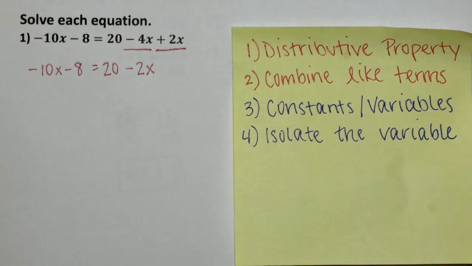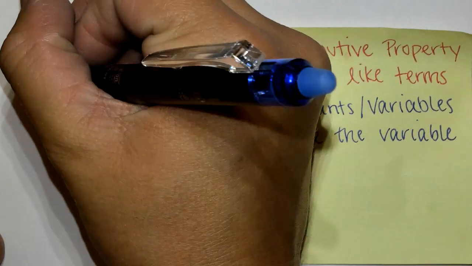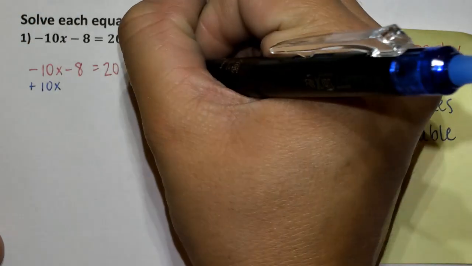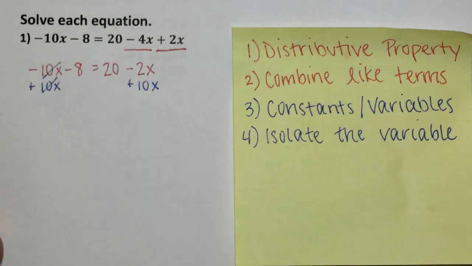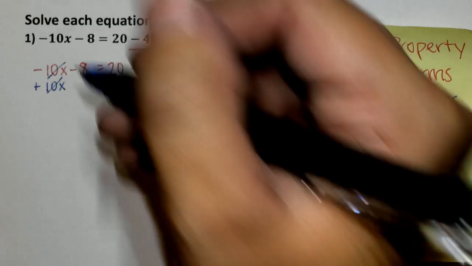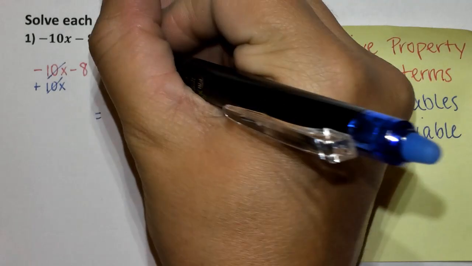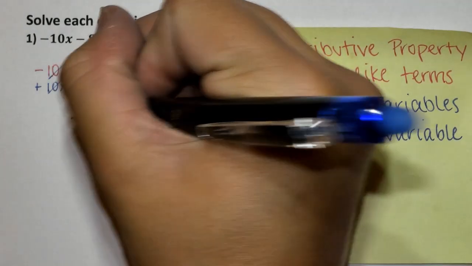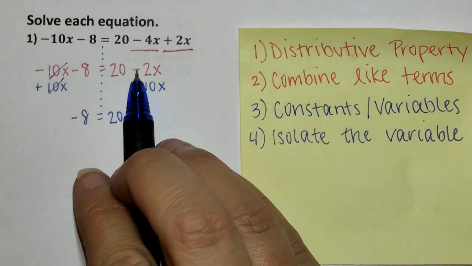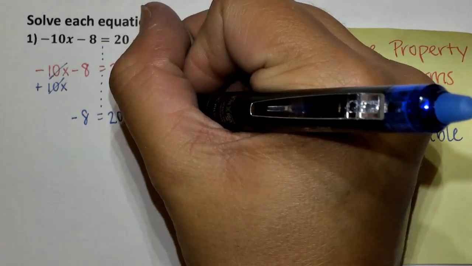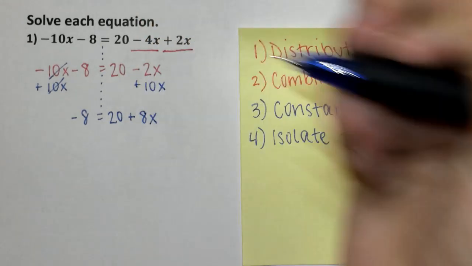From there I move on to step 3. Get my constants on one side and get my variables on one side. Now, I know that adding 2x to both sides would work. I always start with the variables. I think that adding 10x to both sides is easier because I know I'm going to get a positive. So here, my negative 10x and positive 10x cancel. I'm going to bring down the equal sign. Remember to keep that all in line. I'm going to bring down the negative 8 and the 20, my constants, because I didn't do anything with the constants. And then negative 2x plus 10x is a positive 8x.